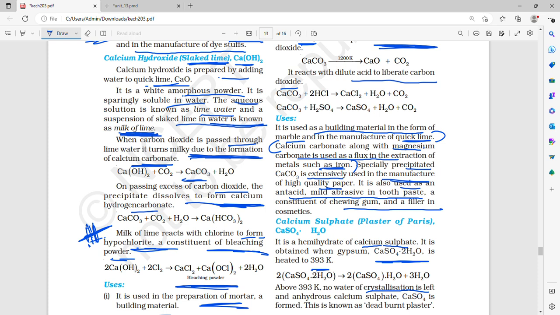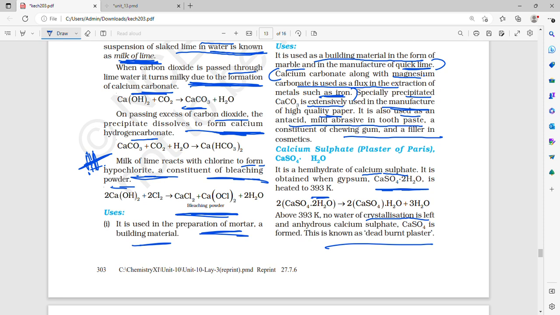When carbon dioxide is passed through lime water, it turns milky due to the formation of calcium carbonate. On passing excess of carbon dioxide, the precipitate dissolves to form calcium hydrogen carbonate, that is, the calcium carbonate formed in turn changes into calcium hydrogen carbonate.